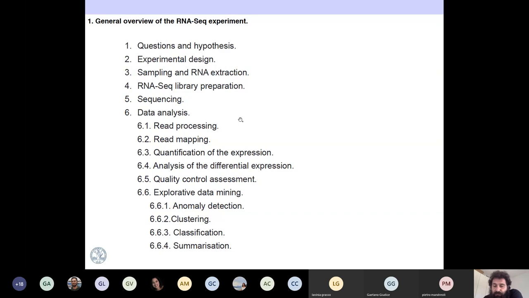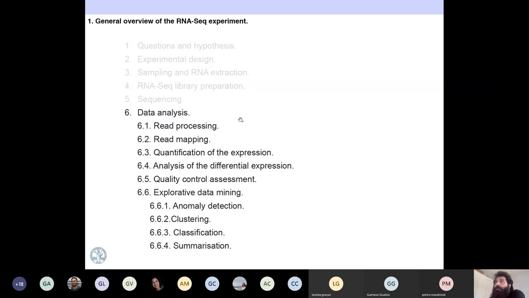Sometimes you have things that are on the top, on the rockets, and that is important because that can give you some interesting information about your experiment. Then clustering, then classification, and then the summarization of everything. And then it's done, your experiment is done. Okay, that is why the paper, or why the dissertation. So that is everything that you should have in mind when you are thinking about an RNA-Seq experiment.